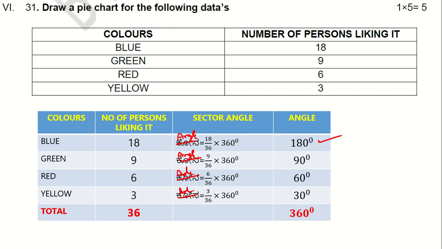here we are getting the angles. So for the first one it is 180 degrees, for the second one it is 90 degrees, 60 degrees, 30 degrees. That means if you add these, that gives you 36, taking 18 divided by 36 into 360 degrees. So by getting all these you get the angles here. Total is 360 degrees.